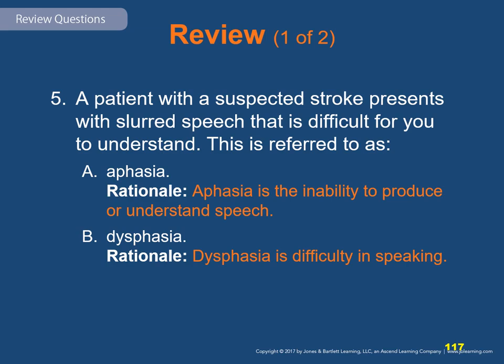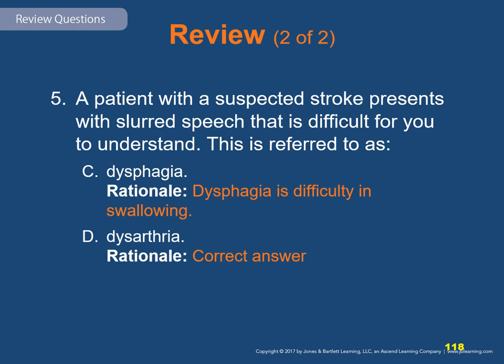Now, since we've covered all of these options in the review for the correct answer, I'm not going to review them here, but go through and make sure you understand the definition of aphasia, dysphagia, and dysarthria.